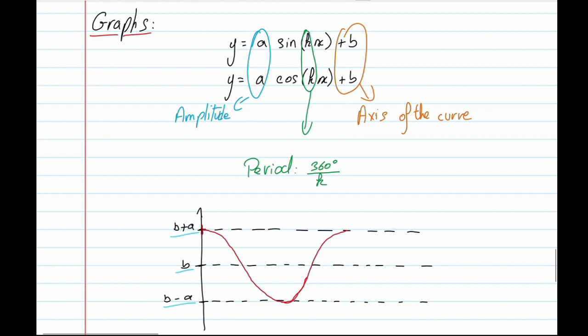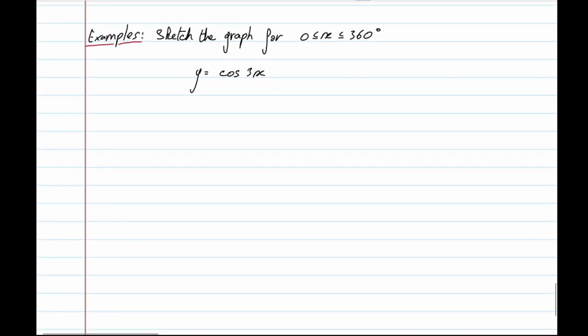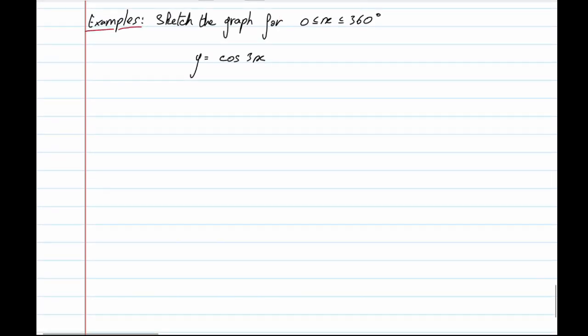The difference is that here you always start at 0, but instead of being at 90 degrees, it will be 90 degrees over k. For cosine, you're at the minimum at 180 degrees over k. And basically, every value that you know, you just divide them by k. Okay, let's look at an example.